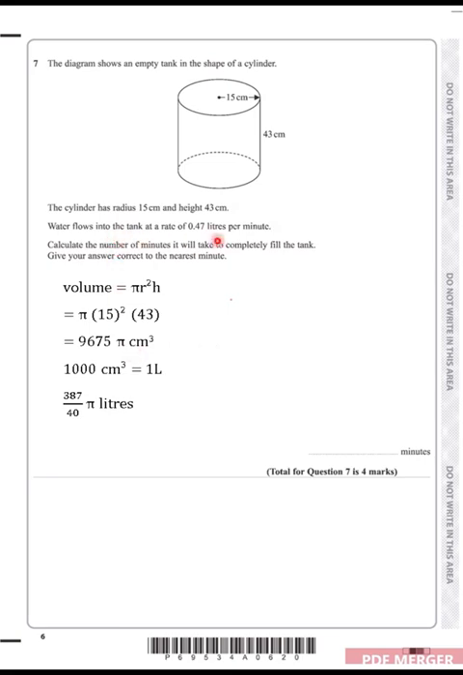Now, the clue is in the third sentence. Water flows into the tank at a rate of 0.47 liters per minute. Now, they haven't given us an equation or formula. We can form our own formula. So liters per minute means liters divided by minutes. So to work out minutes, we need to do liters divided by liters per minute. So 387 over 40 pi divided by 0.47 is equal to 65 minutes to the nearest minute.